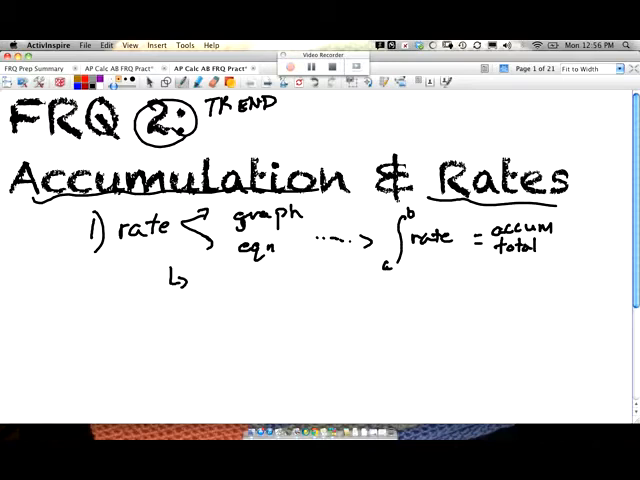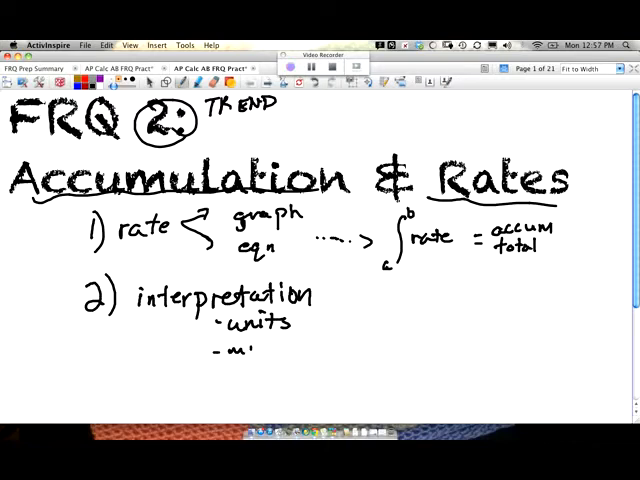Within that, of course, you need to do some interpretation. So that's where this goes even further. So the big ideas that you're looking at beyond that is you're going to see interpretation of units, max or most of something, or the least of something, least quantity, most quantity.